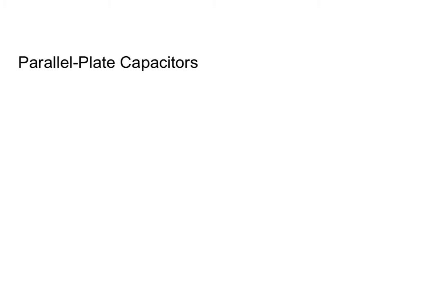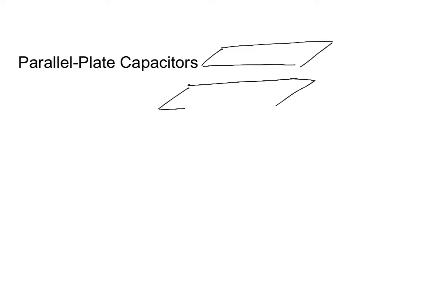So I'd like for us to look specifically at a parallel plate capacitor to talk about the relationship between capacitance, area, and the distance between the plates. So say I have two parallel plates like so, and they each have an area A and are separated by a distance D.